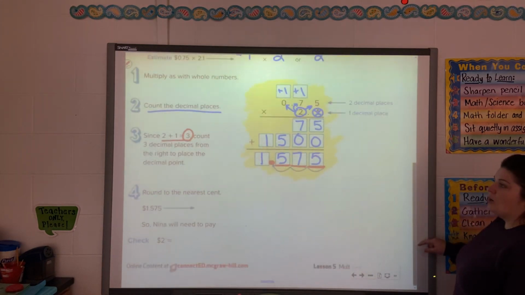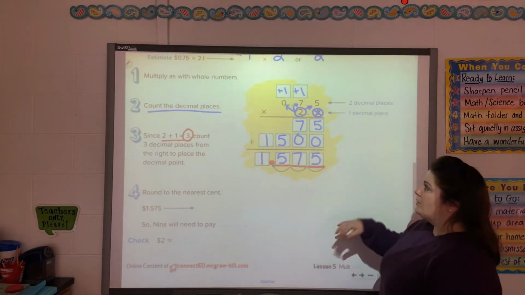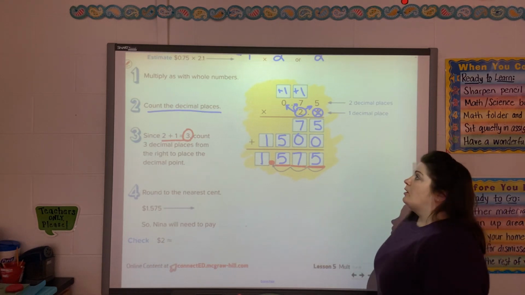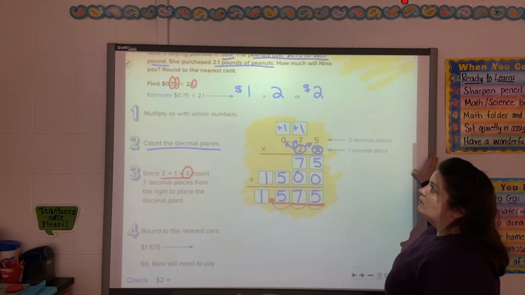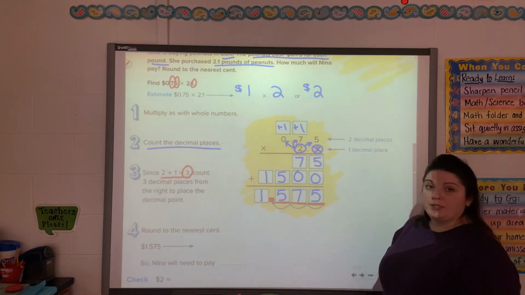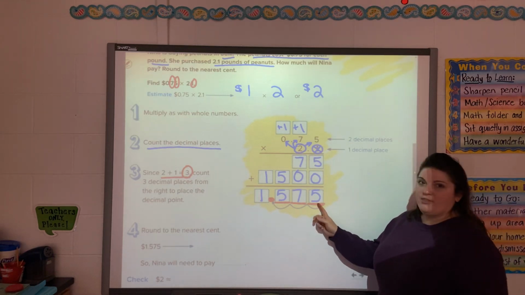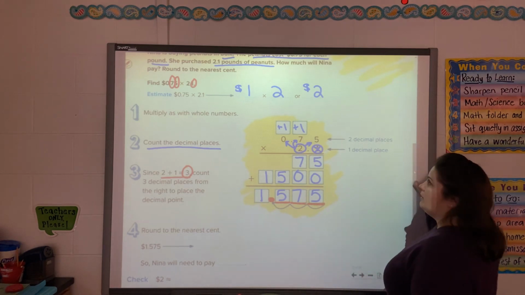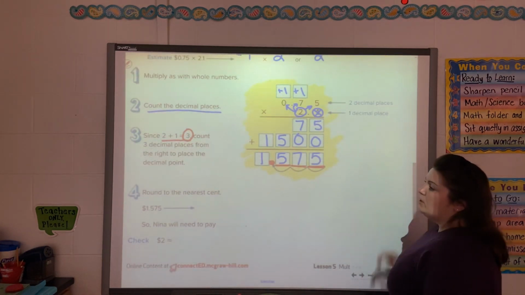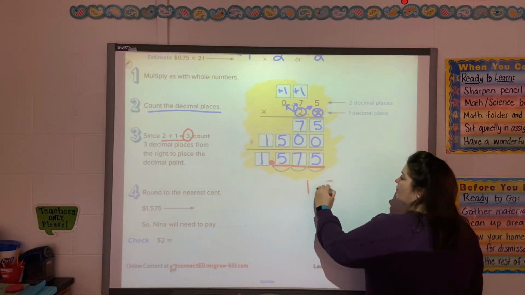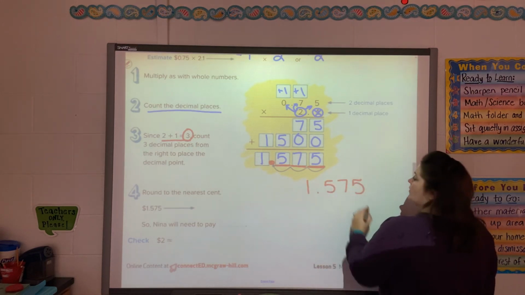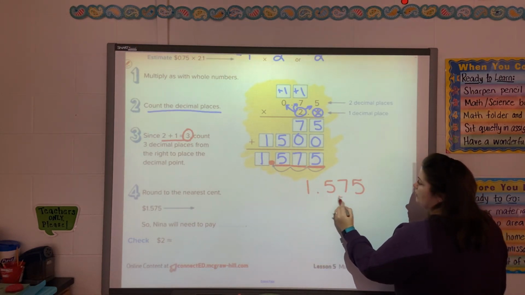So we got 1.575 when we did the multiplication. If you went up and reread our problem, it says round to the nearest cent. When we talk about money, we usually don't talk about money to the thousandths place. We keep it in the hundredths place. So let's round 1.575 to the nearest hundredths.